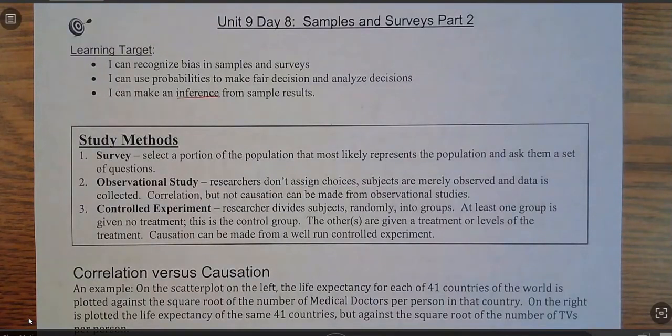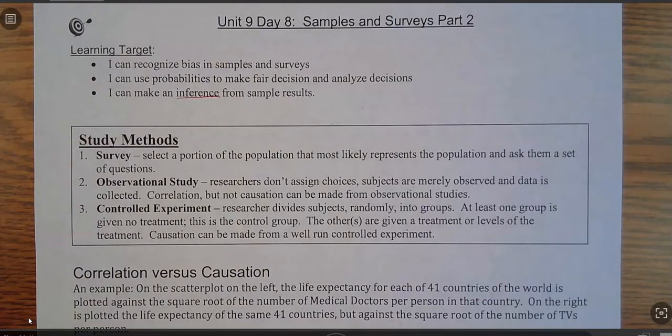Then the third one is an actual controlled experiment. This is where researchers divide the subjects randomly into groups. At least one of the groups is given no treatment. We call that the control group. They're just like business as usual, how life was going to be for them. They keep going. So they have no treatment, whereas the other groups are given treatments.